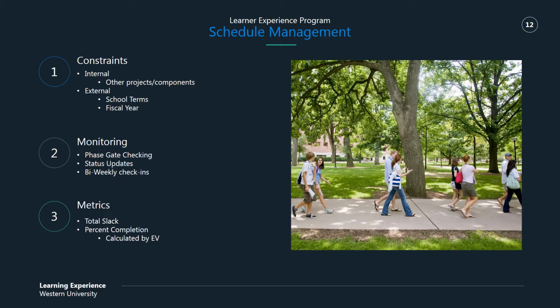and that goes into our phase gate checking, status updates, and biweekly check-ins by the program manager to the various projects. Our status updates are once a month, and then biweekly check-ins sort of split those in between. The metrics that we're going to use are total slack, so seeing if a project is ahead of schedule or behind schedule, and then our percent completion, which is calculated by our earned value.